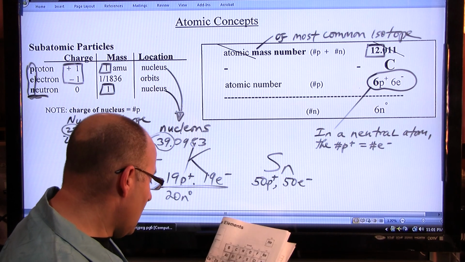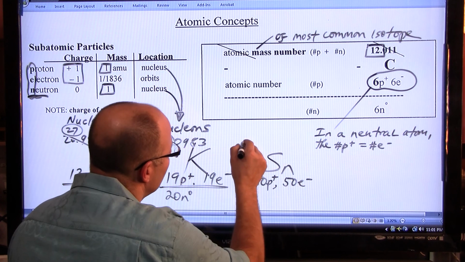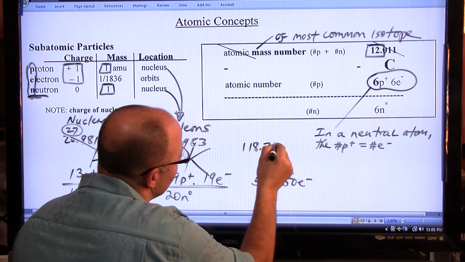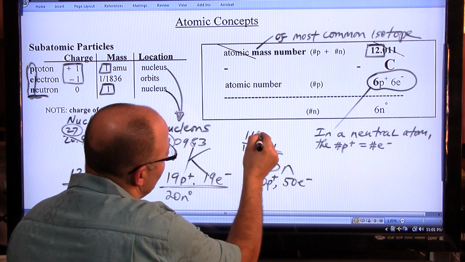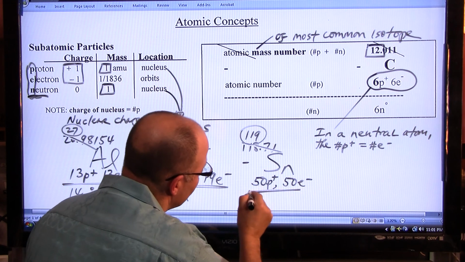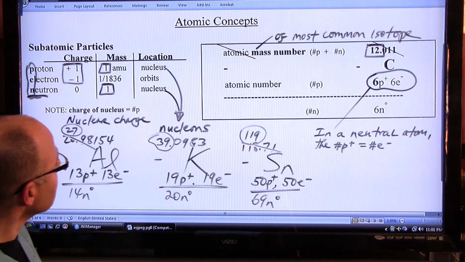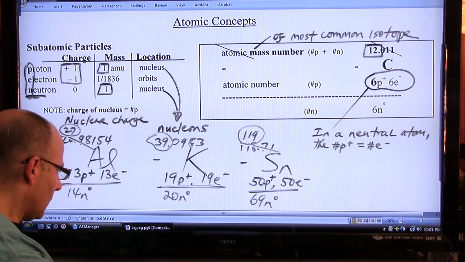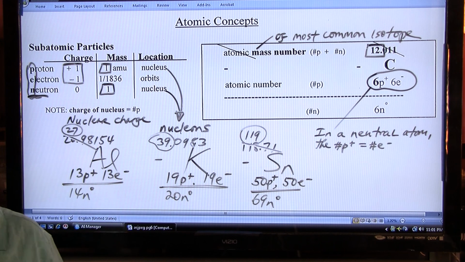Then the atomic mass here is 118.71. So we'll round that off to 119. 119 minus 50 is 69 neutrons. Okay, simple math. You can always use a calculator. Let's move on to the next part of the page.